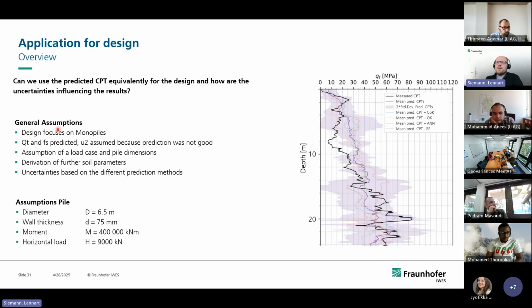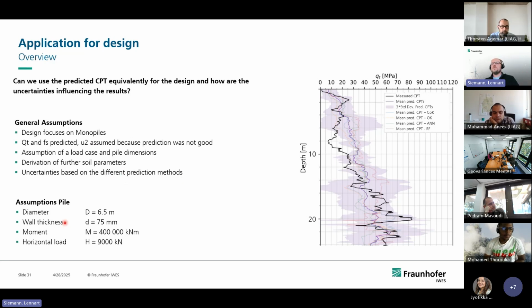We made some assumptions on the design of a monopile foundation. We used the predicted QT and FS, so the cone resistance and the sleeve friction from the CPTs. Pore pressure was assumed because the results were not very good, but this is also completely fine. A load case for the pile was also assumed, basically how much load is acting on the turbine and what dimensions they have initially. This is necessary to come up with a starting point.